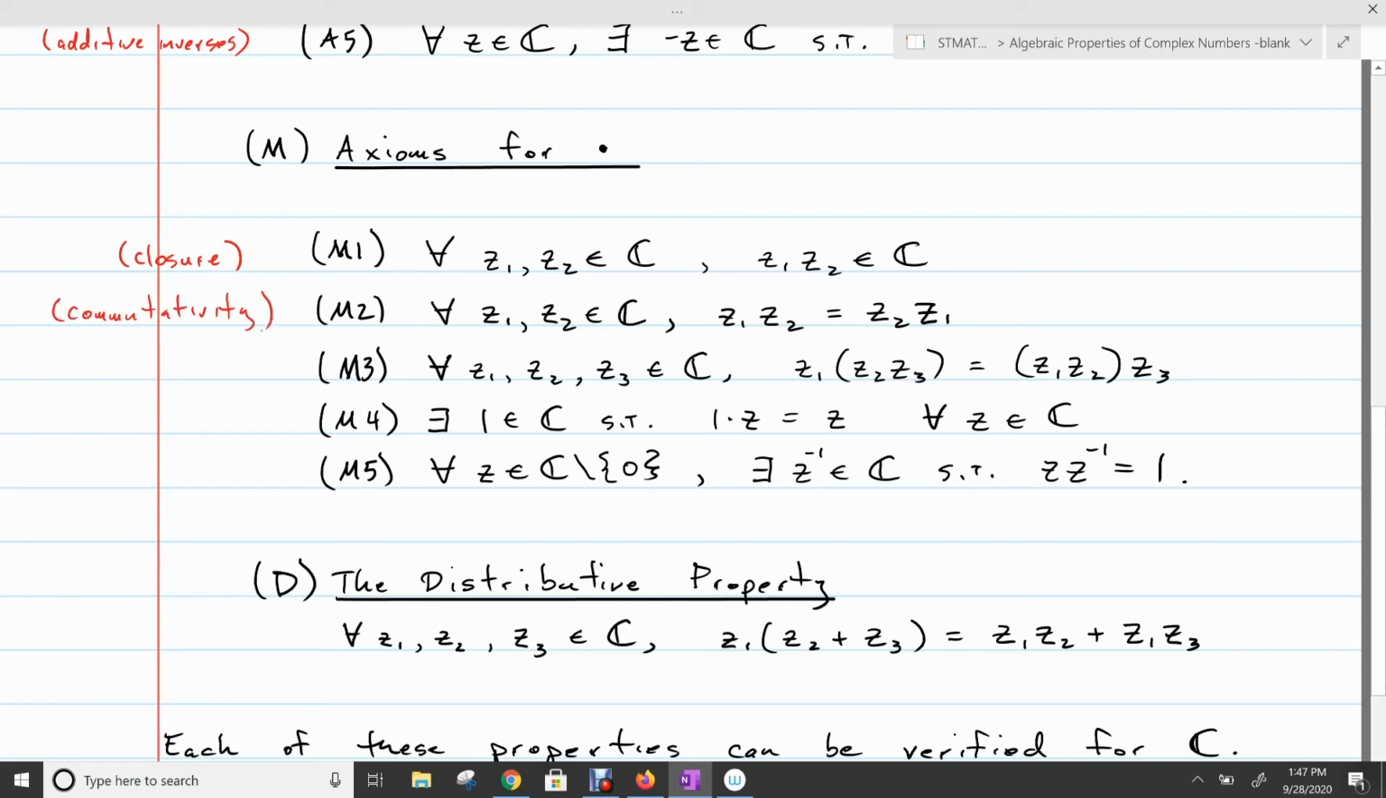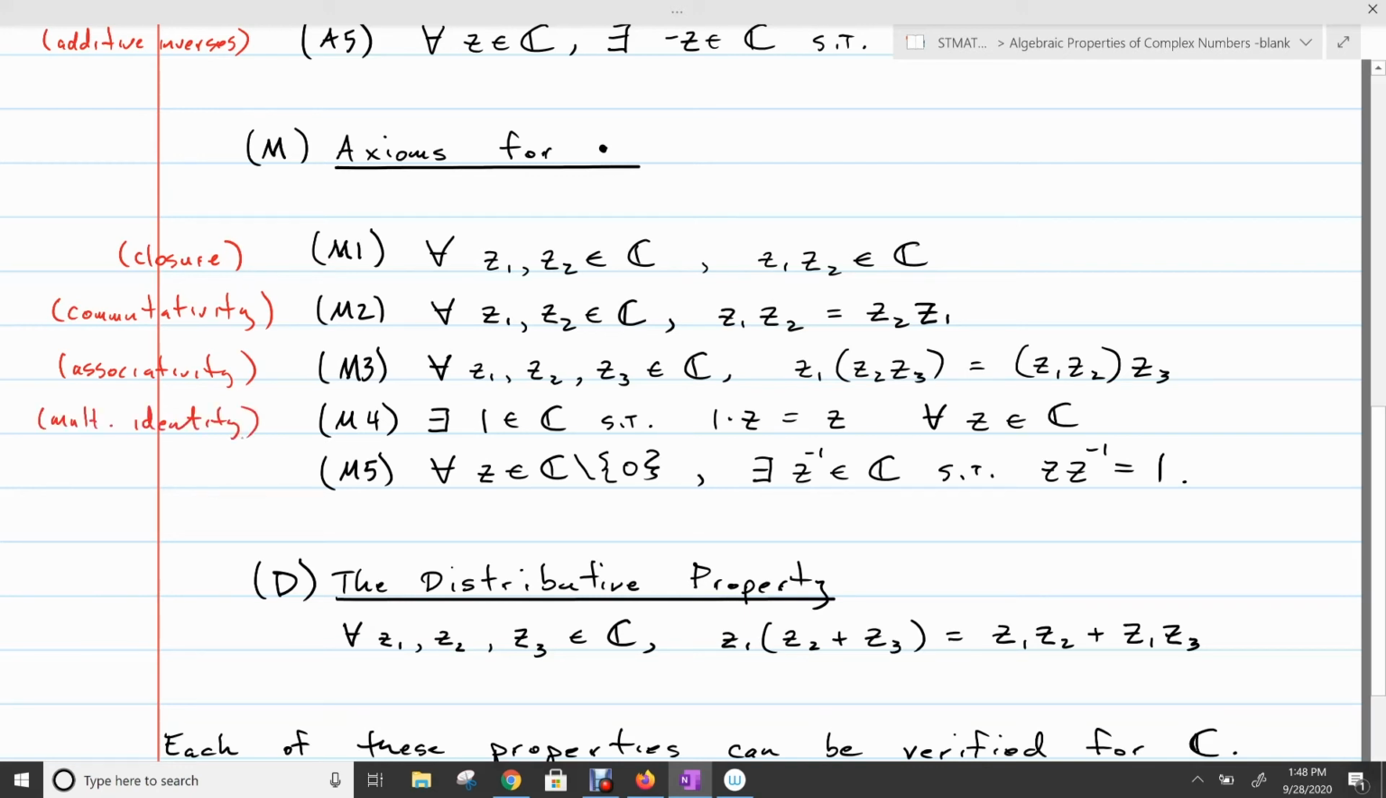The third property is again called associativity. It just says that when you're multiplying, you can group how you like. The fourth property says there exists a multiplicative identity. So there's a special number that we're going to call 1 that has the property that when you multiply 1 times any z, you get back z.